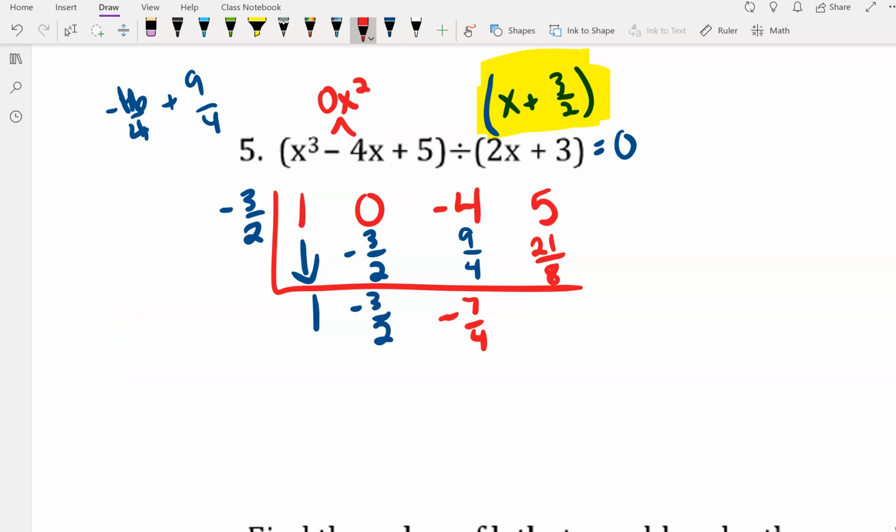So I'm going to add 5 plus 21 eighths. Multiply top and bottom by 8 on this first one. I end up getting 40 eighths. Add those, I get 61 over 8.